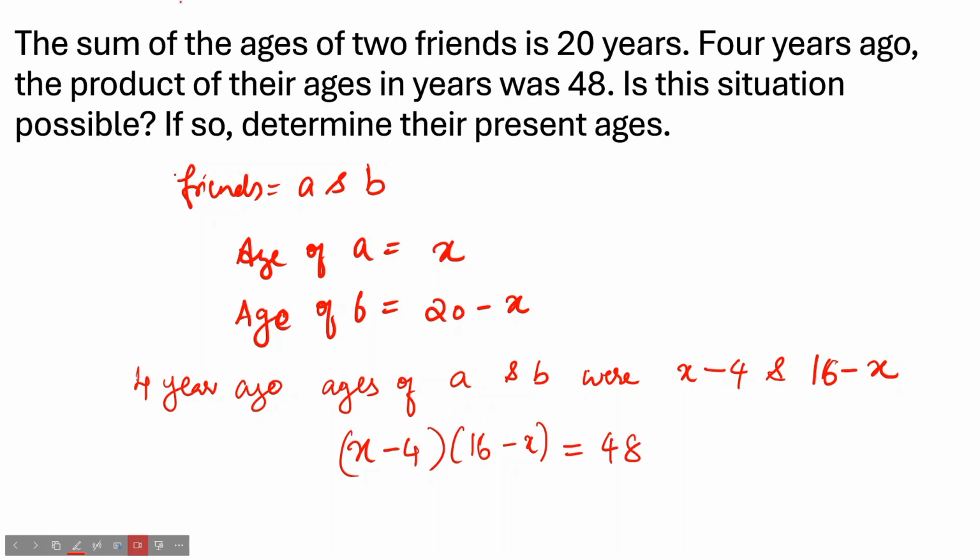And they are asking, is this situation possible? So let's multiply these out. So 16x minus x square minus 64 plus 4x equals 48. When you rearrange this, you will get the equation. If you are not getting this answer, please let me know, I'll explain in the next video.